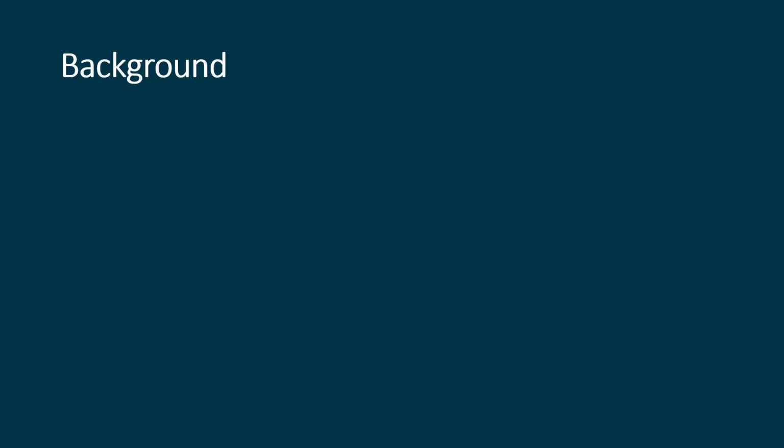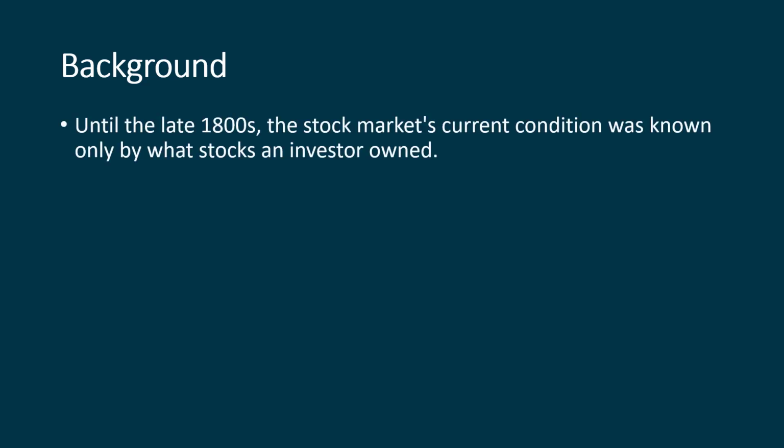Let's get some background as it applies to indexes that we use in the stock market. Until the late 1800s, the stock market's current condition was known only by what stocks an investor owned. There wasn't anything called an index. If you had a portfolio of stocks, you might look them over and say, these 6 stocks are up, these 4 stocks are down. I do some quick calculations, and overall, I'm showing a profit or I'm showing a loss.